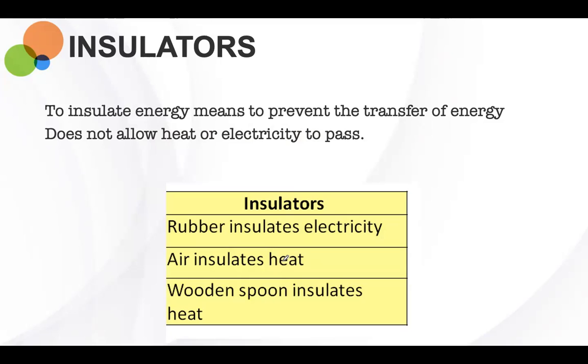All right. So insulators, they essentially insulate energy, right? And this means to prevent the transfer of energy. So it doesn't allow heat or electricity to pass. That's the definition of insulators. They don't allow heat or electricity to pass. And as I said, these are some examples of insulators. Rubber insulates electricity, right? Air insulates heat, and wooden spoons insulate heat as well, right?